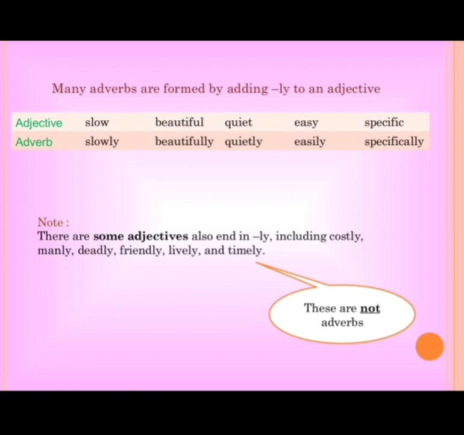Now you have to know that not all adverbs end with ly; they can end with other words as well, and they are called irregular adverbs. Also, a few adjectives end with ly, and they are not adverbs because they do not describe any action. They include costly, mainly, deadly, friendly, lively, timely. They are all adjectives, although they end in ly, but they are not adverbs.